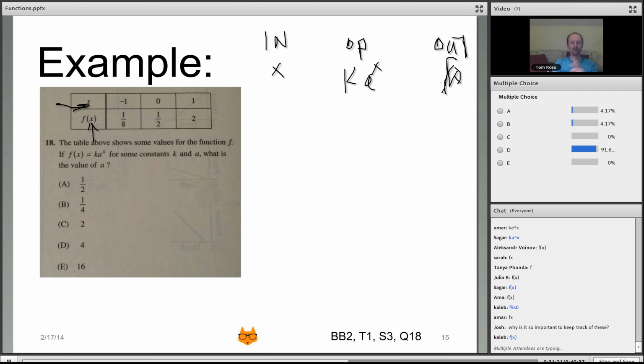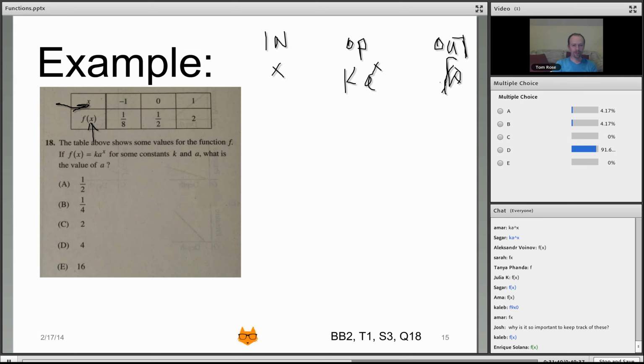Why is it so important to keep track of these? Great question, Josh. In the other two questions that we did, I think it would be possible to do it without writing down a table. This particular one, I think you'll see that it becomes really important to keep track because you're going to have to do so many of these in order to figure it out.